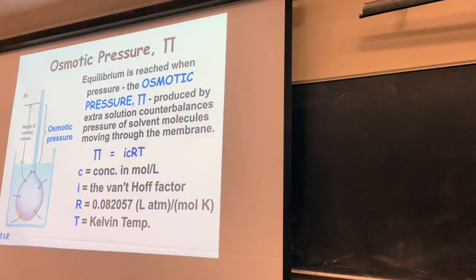T is the Kelvin temperature. R is the gas constant R, 0.082057. We talked a little bit briefly about the van 't Hoff factor, and we'll do more in recitation this week if I didn't see you yesterday. The van 't Hoff factor is used for ionic compounds. So for example, NaCl breaks up into Na+ and Cl−, two pieces from one piece, so the i factor would be 2. But for most organic things, the i factor is just 1.